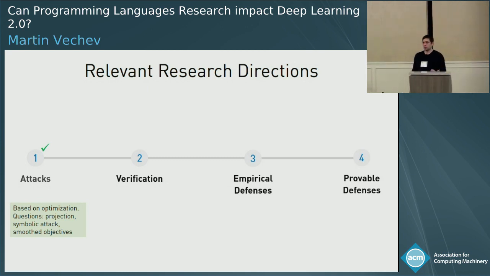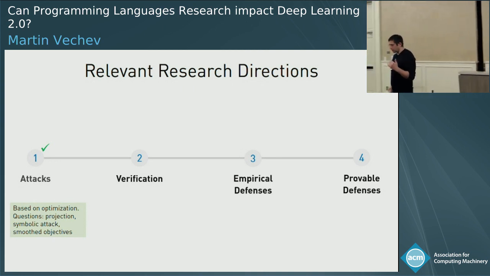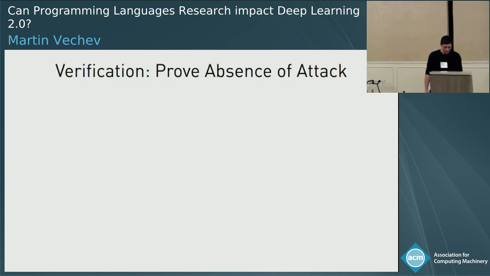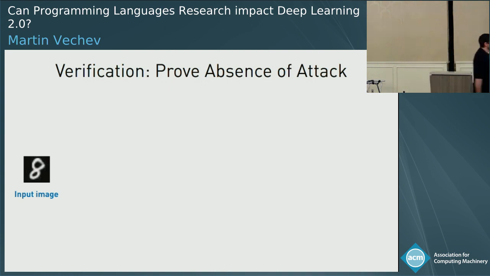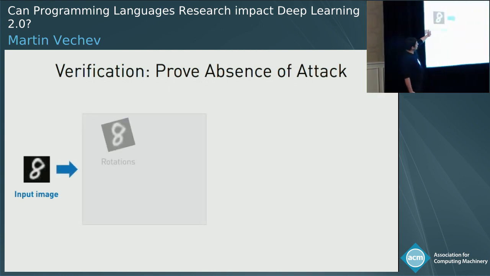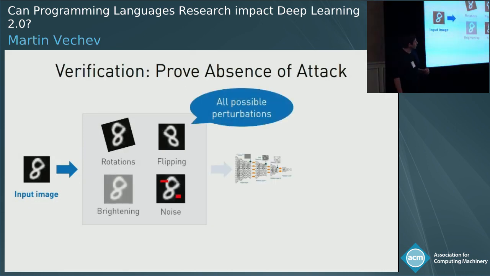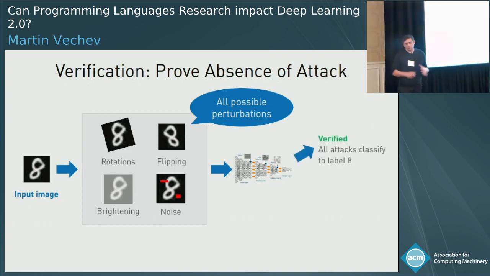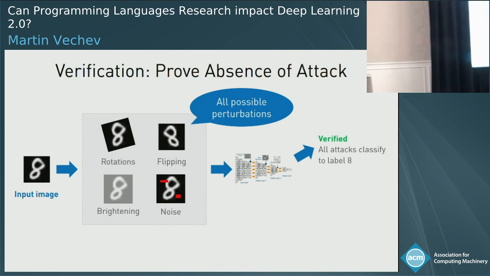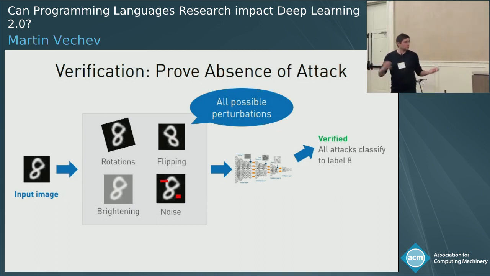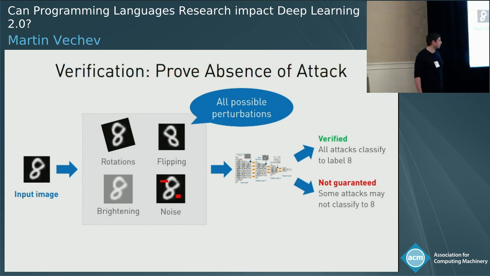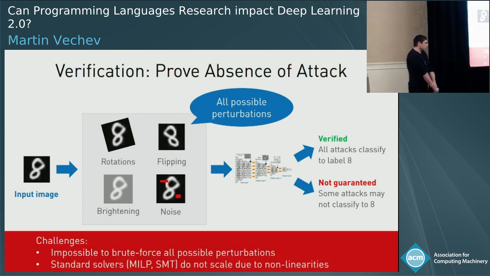I want to shift to verification now, which is the task of proving that there are no attacks, right, that perturb the point to be misclassified to something else. So if you come back to our example here, and we take the image 8, we can do all kinds of perturbation to it. We're going to try to prove that no matter how I perturb the image, all of these points are going to be classified to 8. If I have incomplete verifiers, or if the property doesn't hold, I may get a false positive. I may not be able to prove it. So I may fail, and this is not guaranteed in general that I'll be able to prove it. The challenge here with verification is that you can't really enumerate all the possible perturbations.